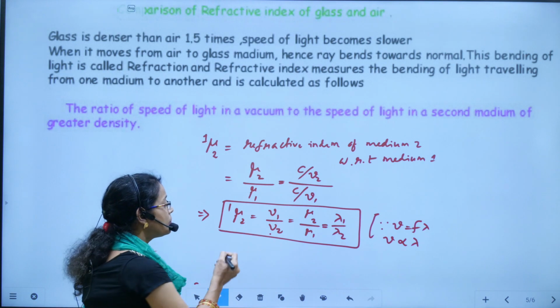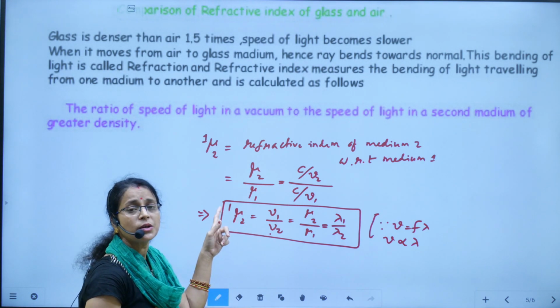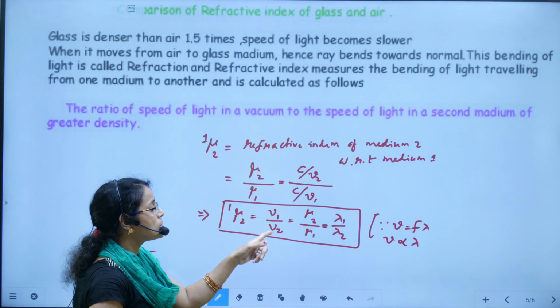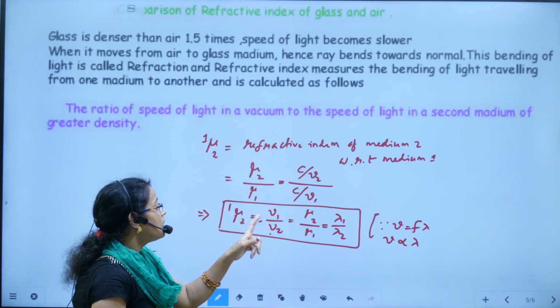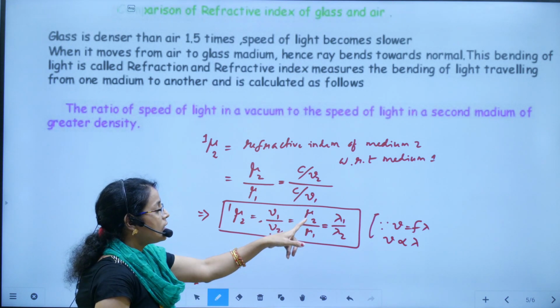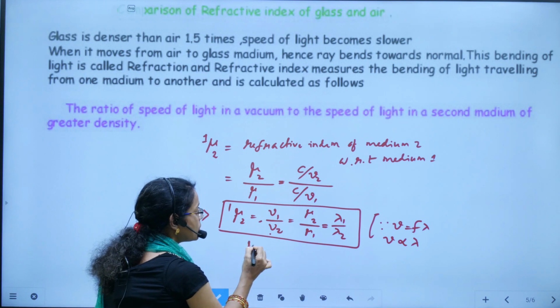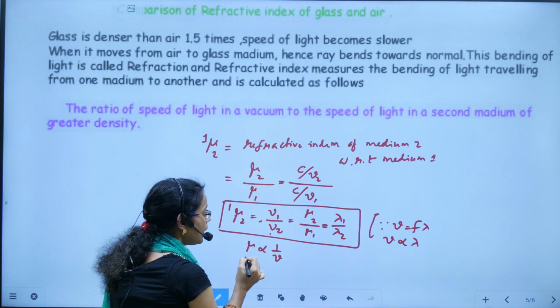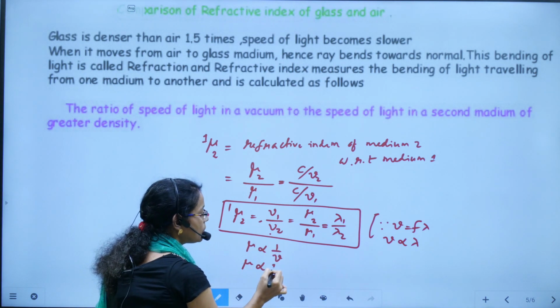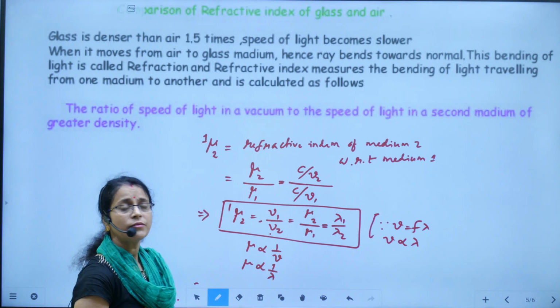So you can check here, the refractive index of the second medium with respect to the first is inversely proportional to the speed, and mu is inversely proportional to lambda. Okay, so from here we can find.